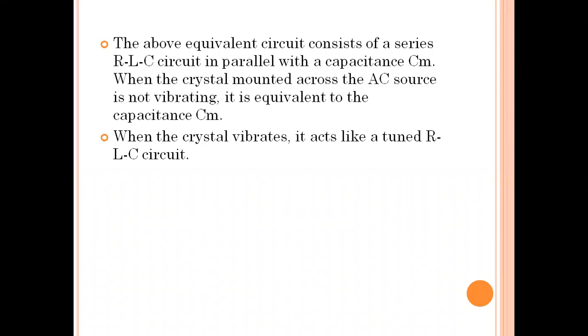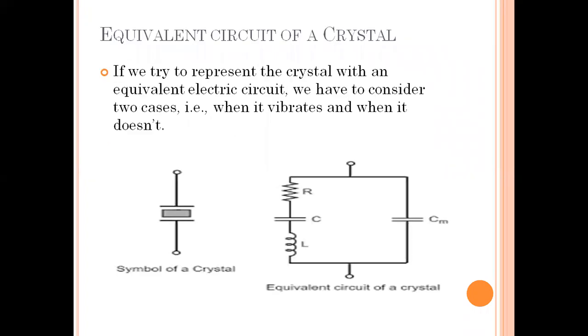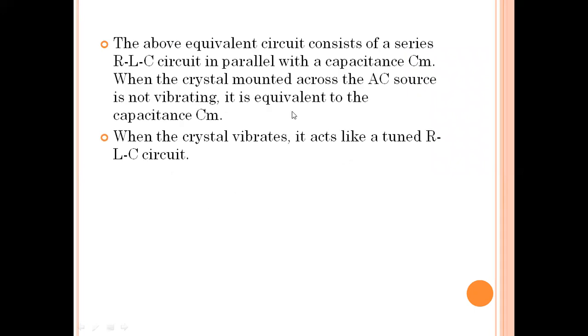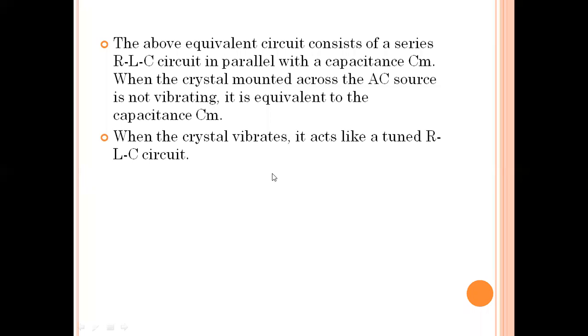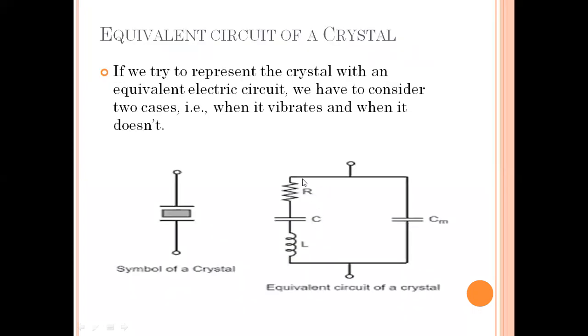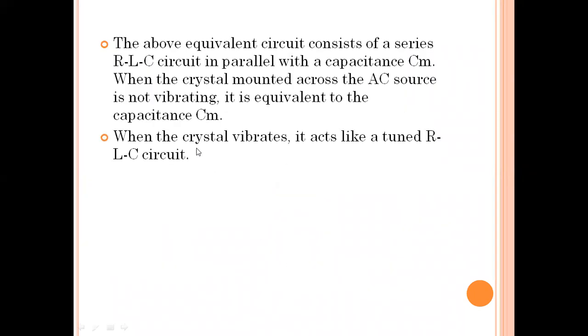When the crystal mounted across the AC source is not vibrating, it is equivalent to the capacitance CM. That means this crystal is equivalent to this capacitance here. And when the crystal vibrates, it is equivalent to this RLC circuit. So when the crystal vibrates, it acts like a tuned RLC circuit.